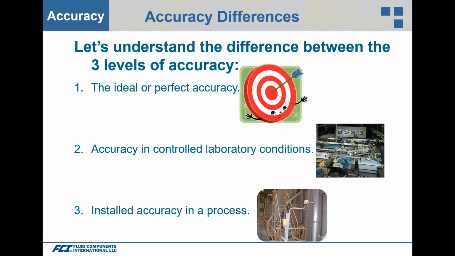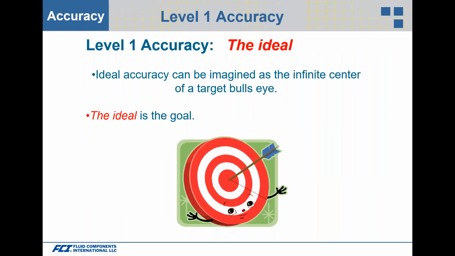And then there's a second level of accuracy, and that's where a flow meter is actually calibrated. So it's accuracy in a controlled laboratory condition. And then, of course, we've got level 3, which is installed accuracy in a process. And that is definitely not typically an ideal or controlled laboratory condition. So there's a difference. Let's talk about that. The ideal accuracy can be imagined as the infinite center of a target bullseye. It's the ideal goal. That's what we're trying to achieve.